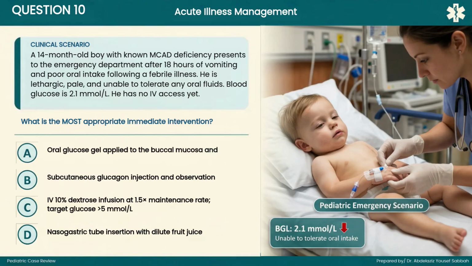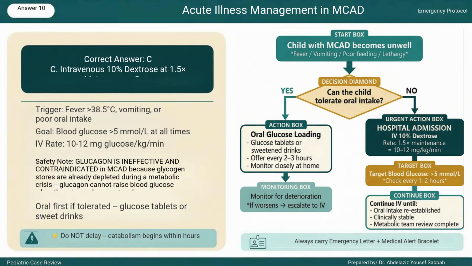Option A, oral glucose gel applied to the buccal mucosa and discharge home. Option B, subcutaneous glucagon injection and observation for 2 hours. Option C, intravenous 10% dextrose infusion at 1.5 times maintenance rate. Target glucose above 5 millimoles per liter. Option D, nasogastric tube insertion with dilute fruit juice administration. The correct answer is option C, intravenous 10% dextrose at 1.5 times maintenance rate.